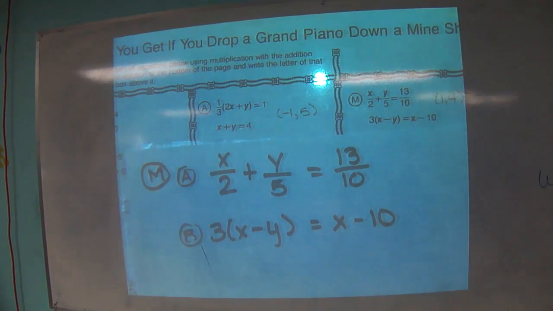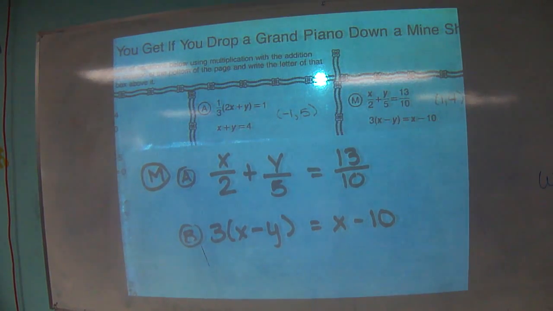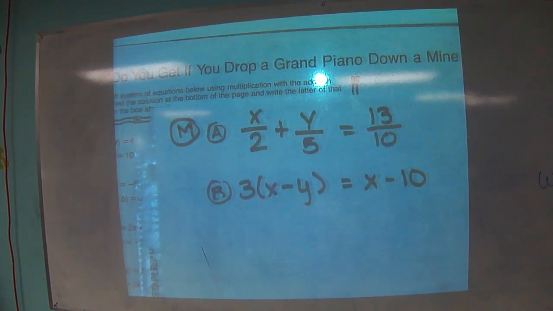Okay, we're going to use the same process for letter M. So we've got x halves plus y fifths equals 13 tenths. If you were going to add fractions together, what do you have to do first? Common denominator. So if you look at this, what would the common denominator be on equation A? 10. We do the same process for fraction busting.